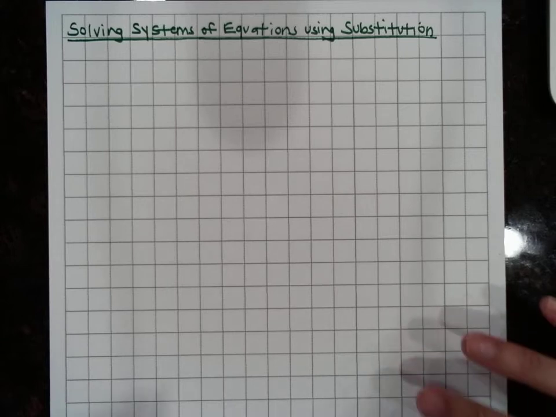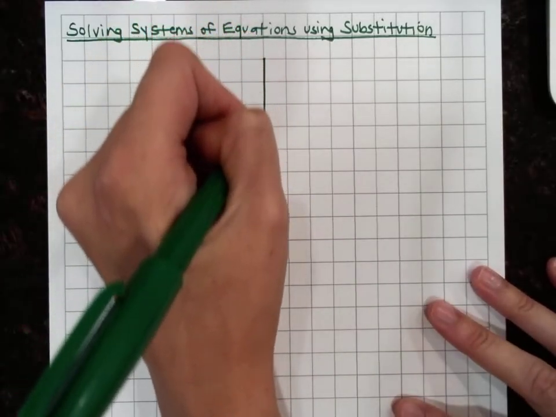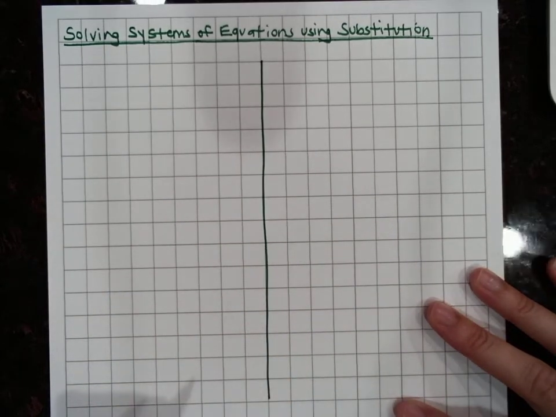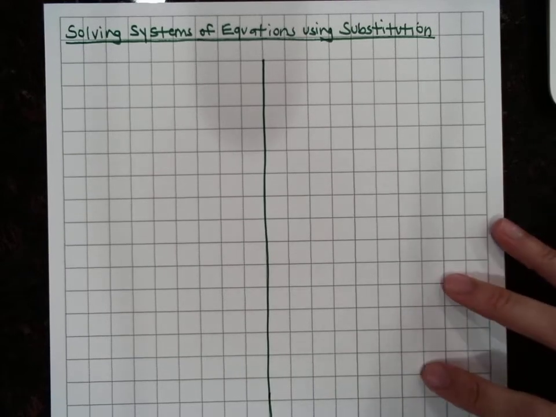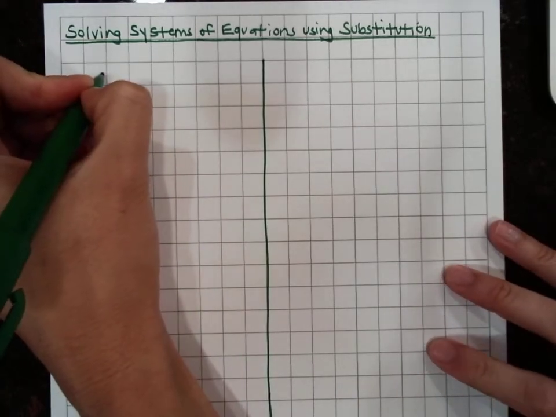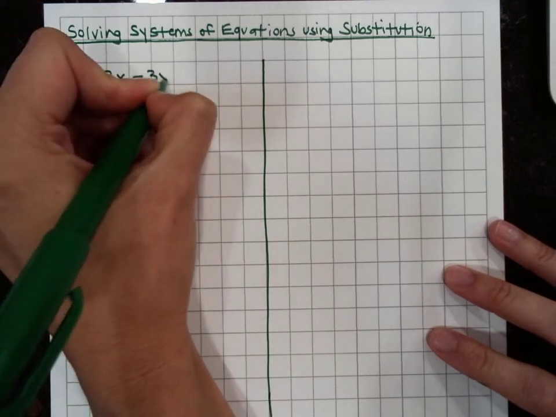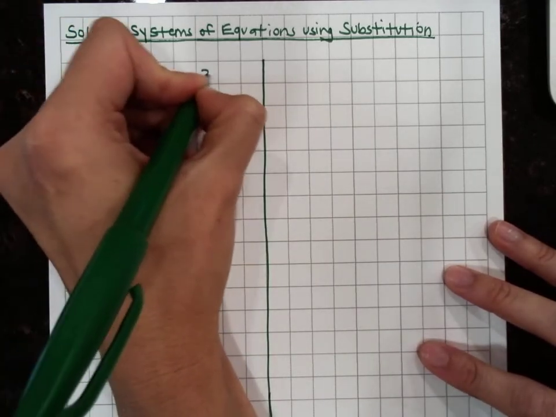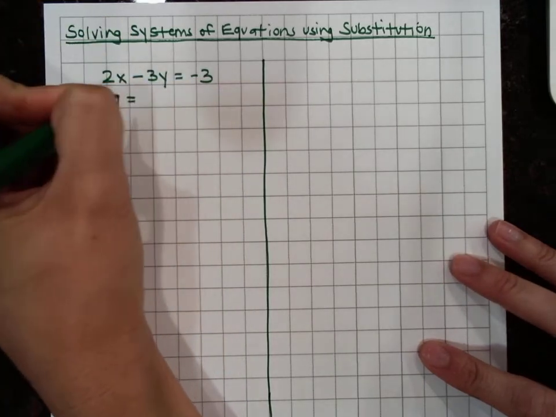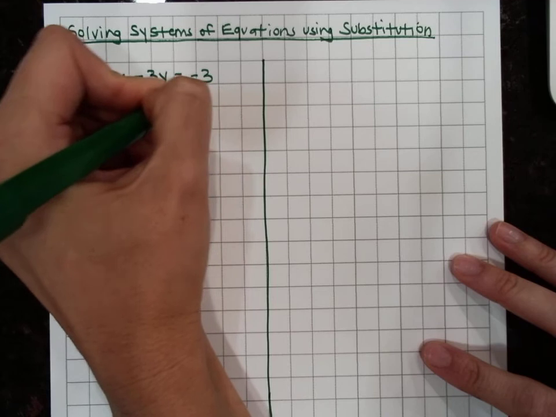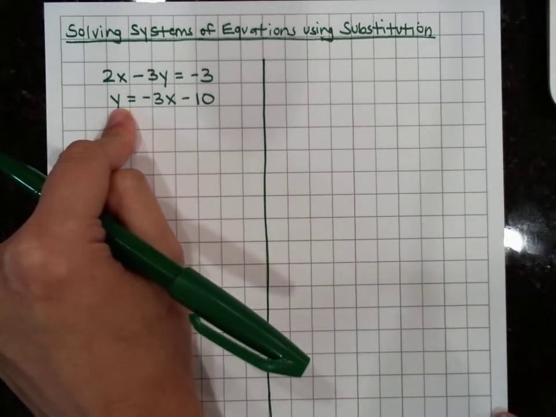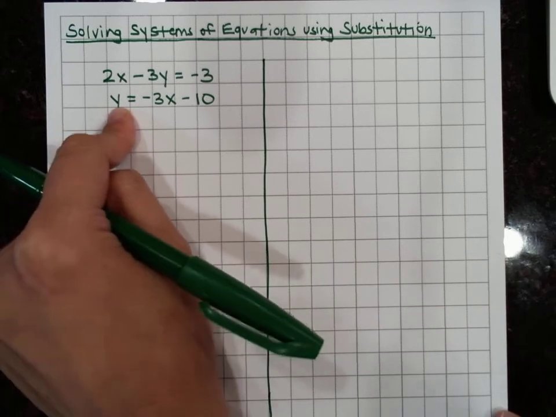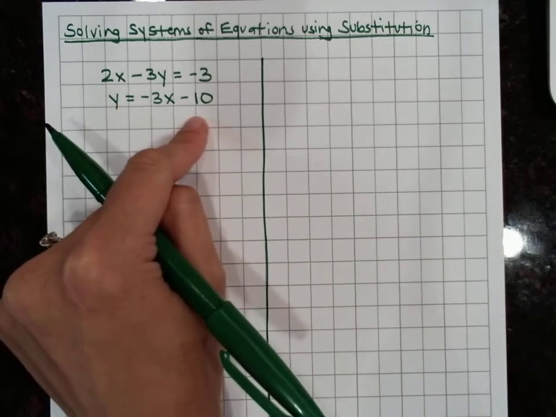Okay, so we want to divide our page up. And so we're trying to find the solution to 2x minus 3y equals negative 3 and y equals negative 3x minus 10. So this is set up for substitution because we know what y equals. One of our equations is already solved for y. And so it makes it really easy to use substitution.